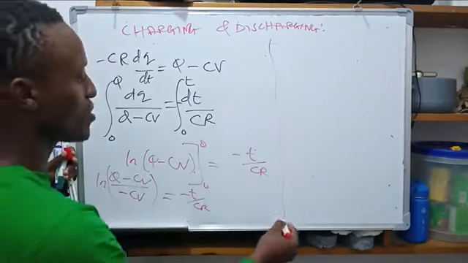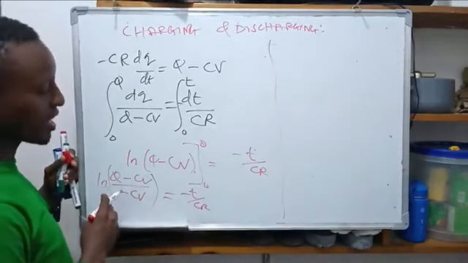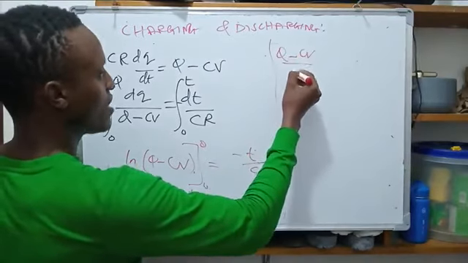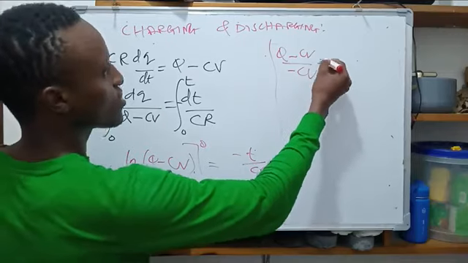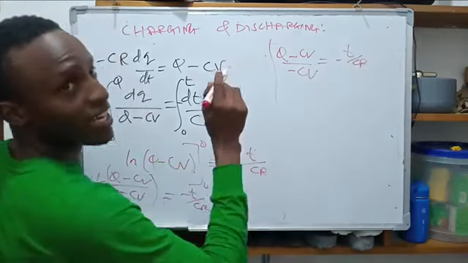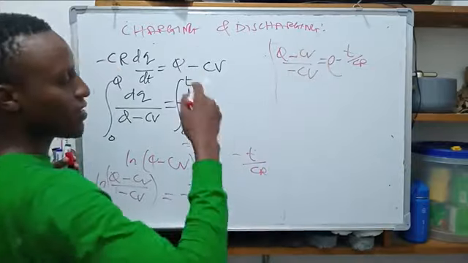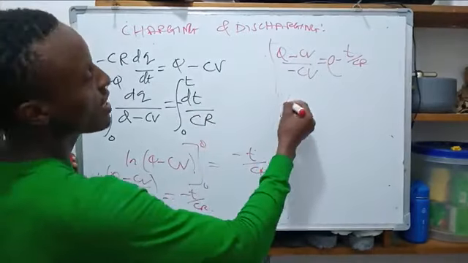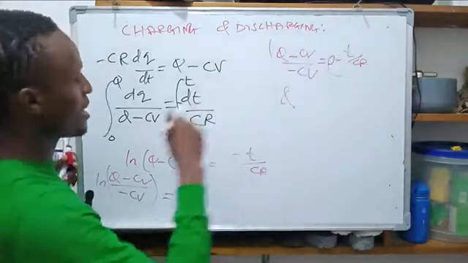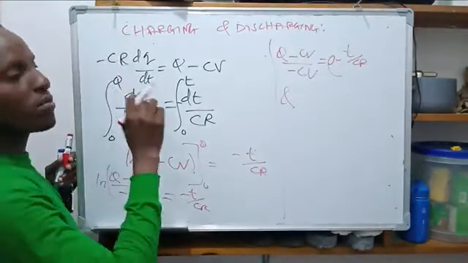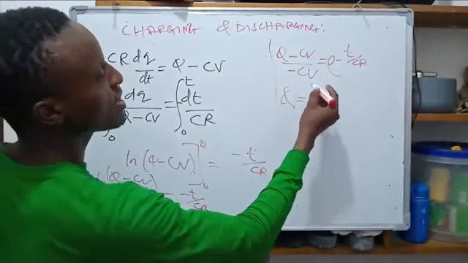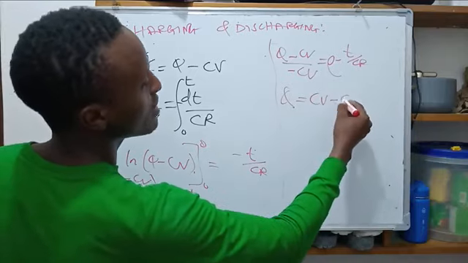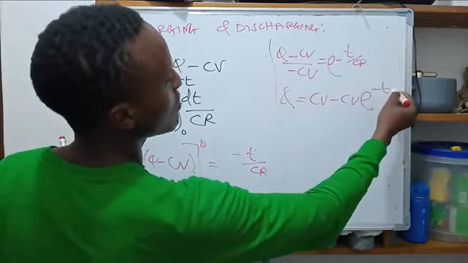So we can say Q minus CV over negative CV is equal to negative T over CR. The ln becomes e to that side; this is ln base e, log base e. So the charge Q now at any time T, I said from 0 to final, meaning at time T. When this comes to that side it becomes positive CV, then minus negative CV times e to the negative T over CR.